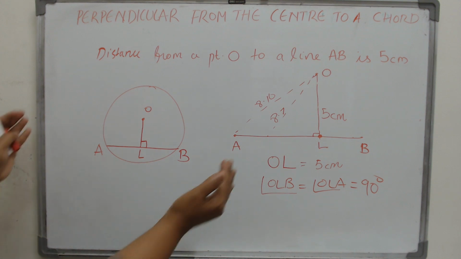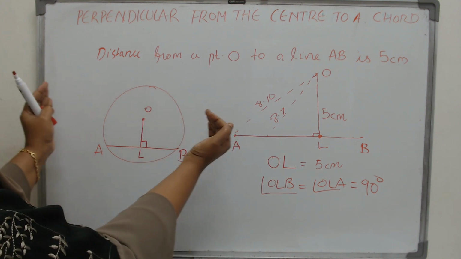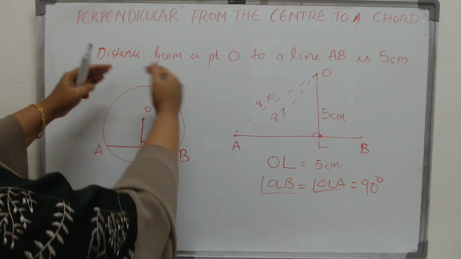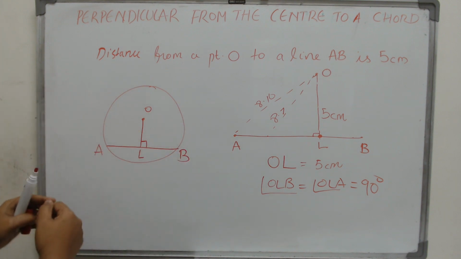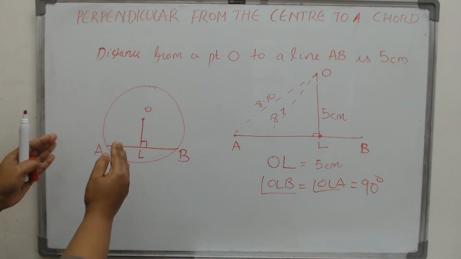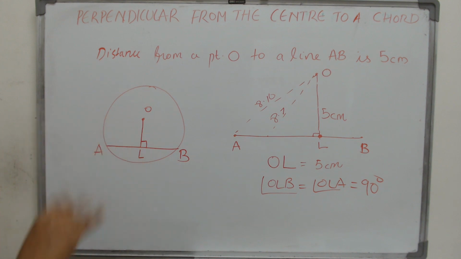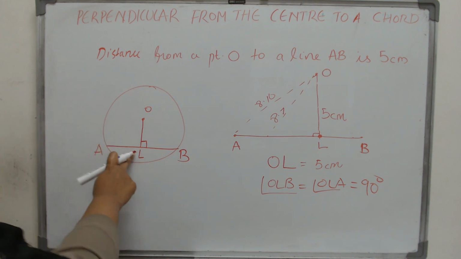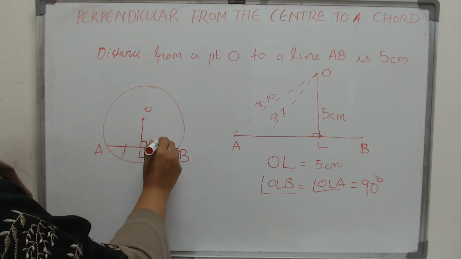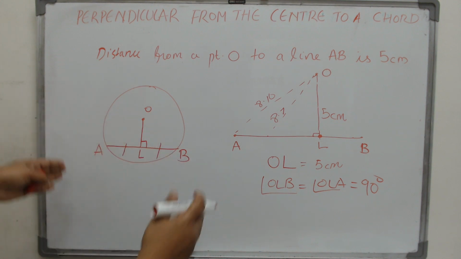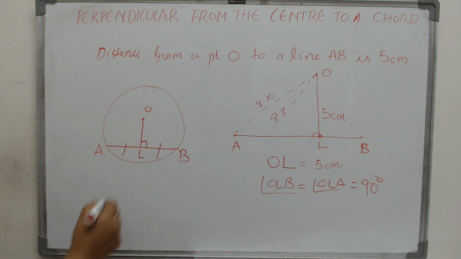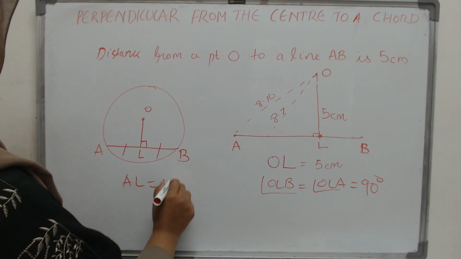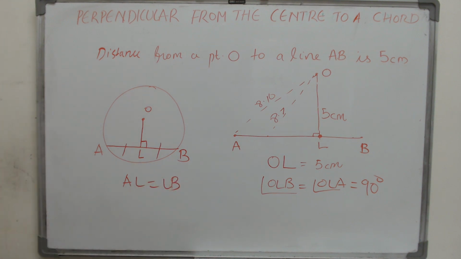But then when this whole scenario comes inside a restricted place, a circle is a very restricted place, right? So when it comes inside a circle, you get one extra bonus. What is that? It is not only perpendicular, it will bisect AB. It will cut AB into two equal parts. Your AL will be equal to LB. That is something bonus, right?